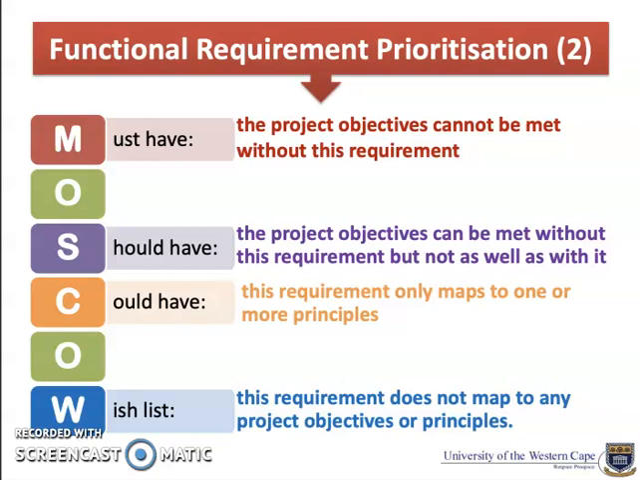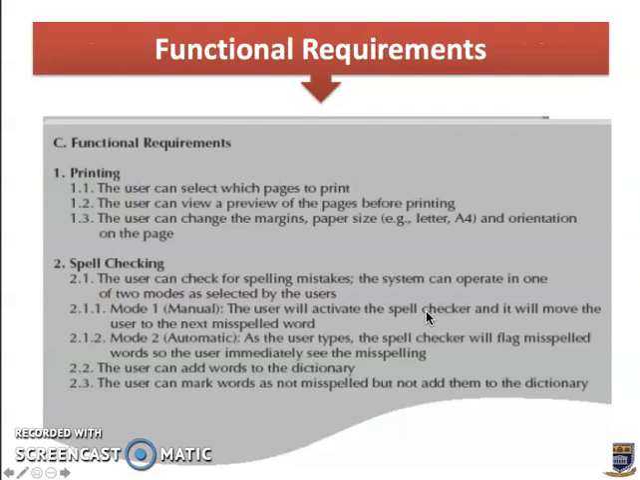So not only can you prioritize requirements, but only the should-have requirements should be debated. The must-haves must be kept, and the wish list and could-have requirements can safely be dropped if the project needs to. Here we have examples of functional requirements per category. You can see the printing and the spell checking category. Notice the numbering and notice how the requirements are written.